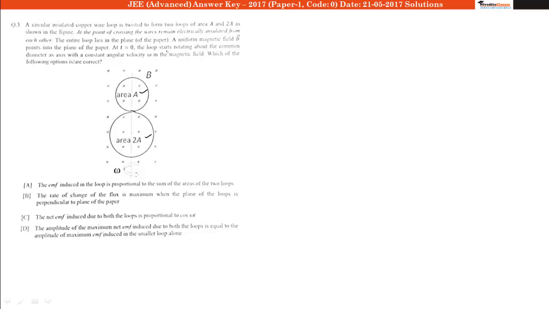At t equal to 0, the loop starts rotating about the common diameter as axis with a constant angular velocity omega in the magnetic field. Which of the following options are correct? We have to tell. In this case, magnetic flux will be equal to B vector dot A vector. One of the loops will have a direction in one direction and the other loop will have the opposite direction, and the actual area will be equal to 2A minus A, that is A.